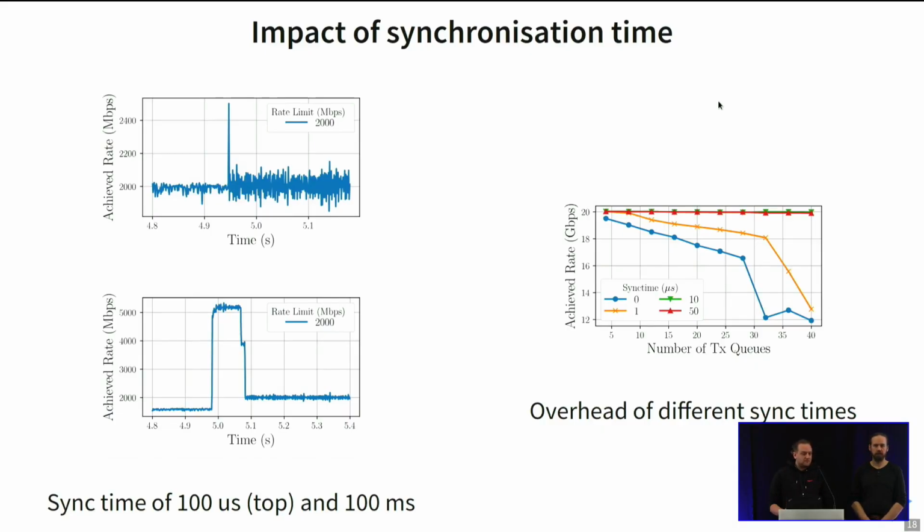So what we learn from this is that we can lower the sync time and achieve higher accuracies. But we cannot go arbitrarily low, as we can see on the plot on the right side, where if we choose very, very low sync times, we will observe an overhead due to the scanning. And the more QDisks we have to scan, the worse the overhead is, and thus we achieve lower throughputs.